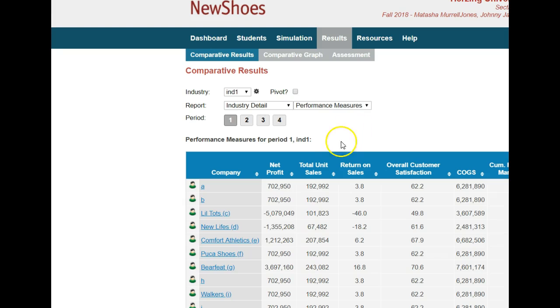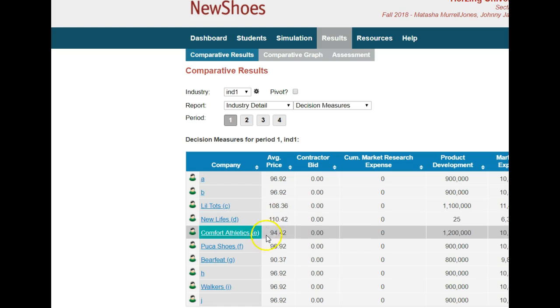So I'm going to go to performance measures. I'm going to look at Comfort Athletics. Well, their profit is higher. Believe it or not, their customer satisfaction is higher. So what that's telling me is it's a possibility that pricing may be my issue. So for this particular decision period, I might change my price and lower it. So going back to this chart, decision measures, I might lower it so I'm competitive with Comfort Athletics and see what happens. Maybe I'll sell more units and I'll increase in that area. So that's just one way to approach analysis.